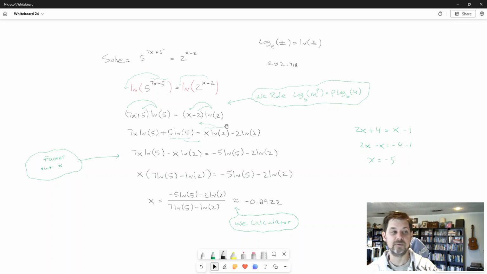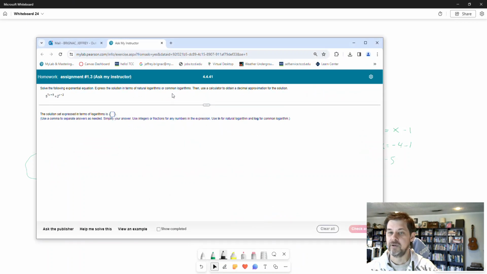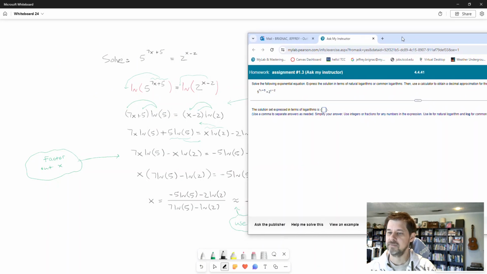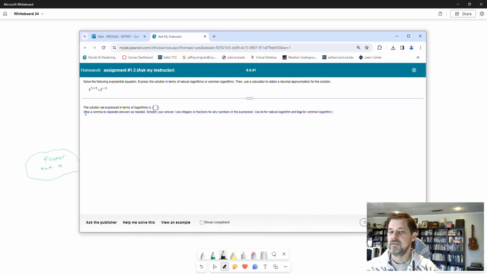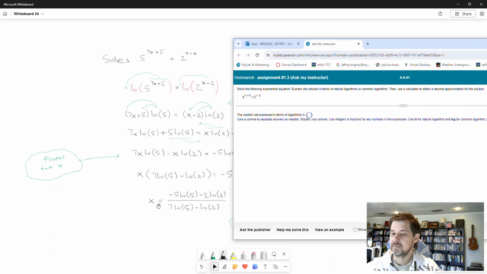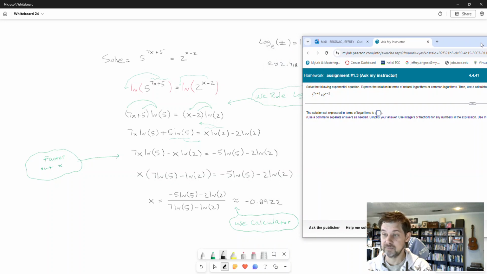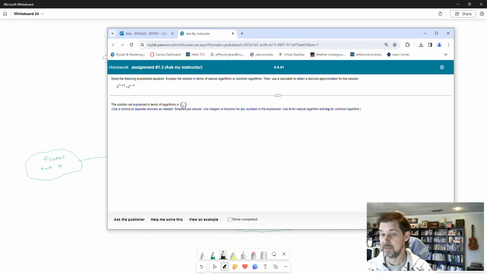Now let's pause at this point and look back at that question. I've solved this problem, down to right there. I noticed that the answer prompt says, can you give the solution expressed in terms of logarithms? Well, that's what this is. x equals whatever's on the other side of that equals is my answer. That's the answer in terms of logarithms. I could, if I wanted to, get my calculator and round that into a decimal, but that's not what it's asking for in this prompt.